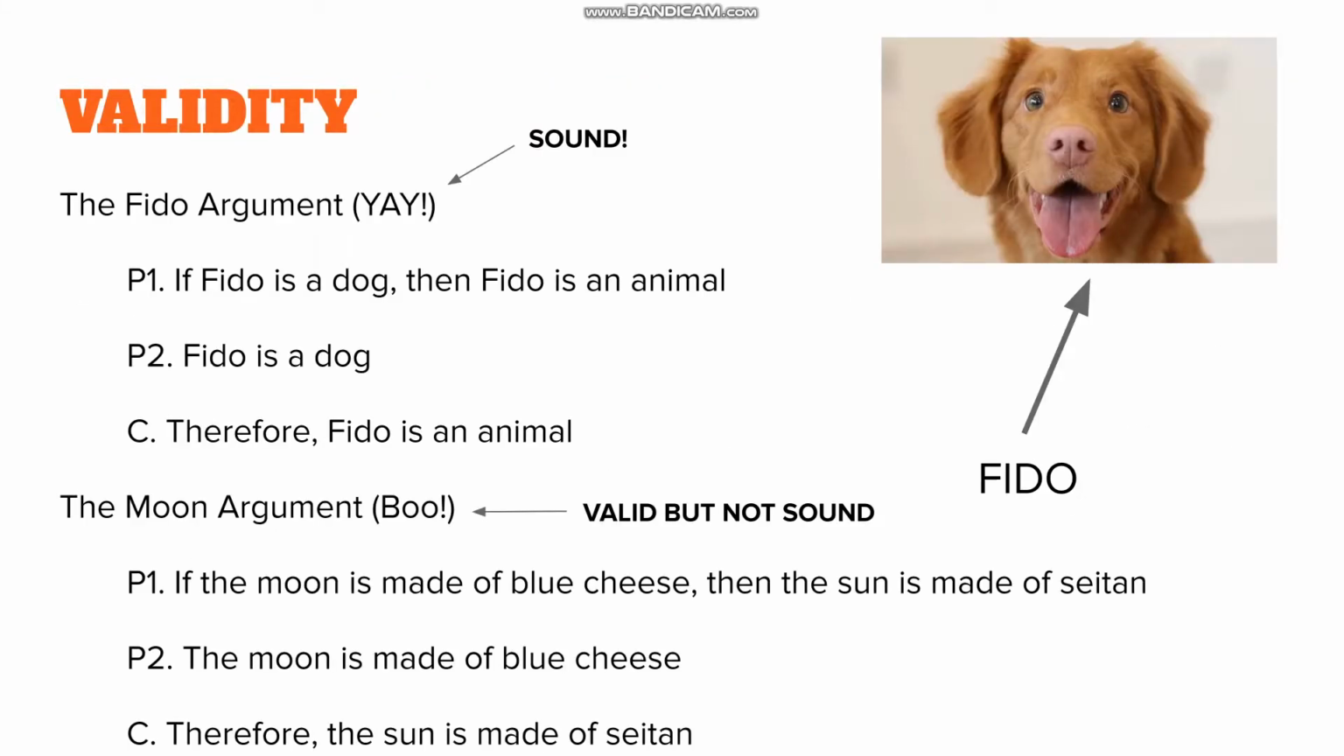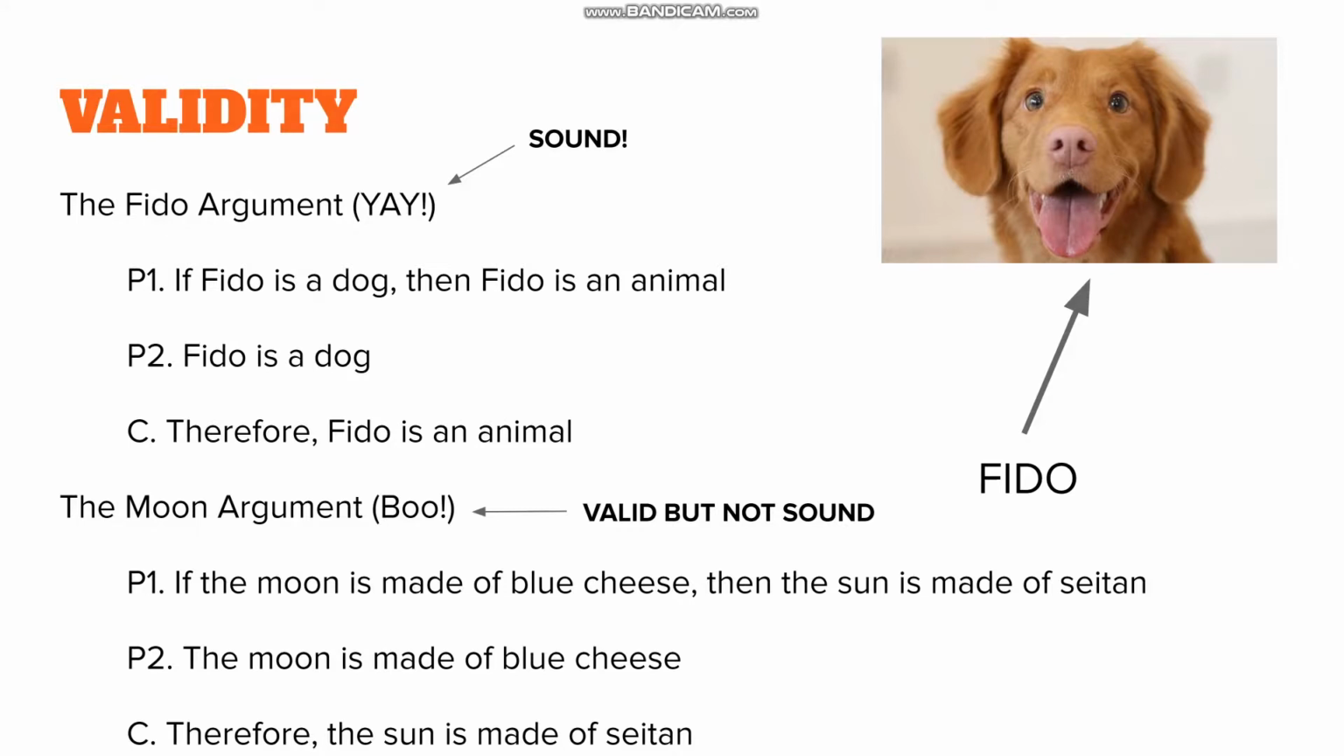Look at the Fido argument. The premises are true, right? If Fido is a dog, then it's an animal. That is a true statement. Fido is a dog. That is also a true statement. And since the Fido argument is valid, and it has true premises, then by the definition of what a sound argument is, we can conclude that the Fido argument is a sound argument.